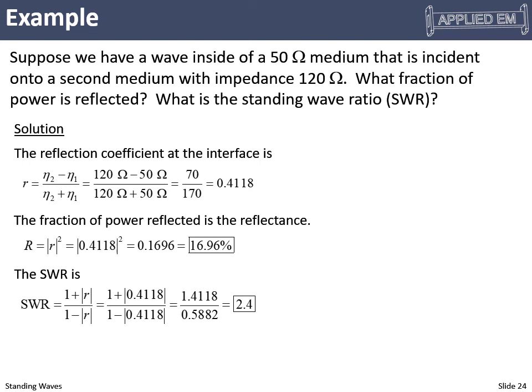Now we'd like to express that in dB. So it's 20 log base 10 of our linear standing wave ratio, and we plug in the numbers. We end up with 7.6 dB. And dB is the most common way that standing wave ratio is expressed. So I hope this lecture was helpful to you.